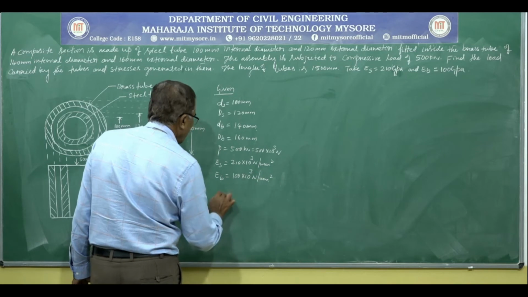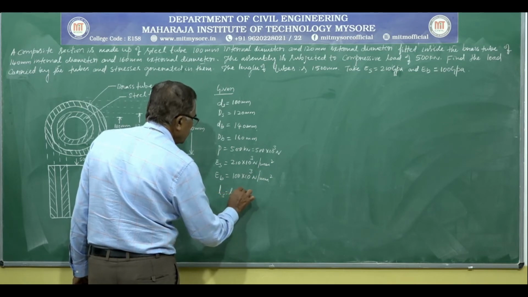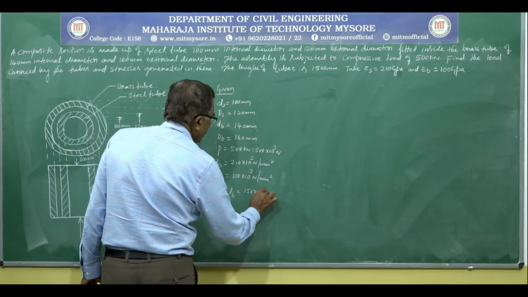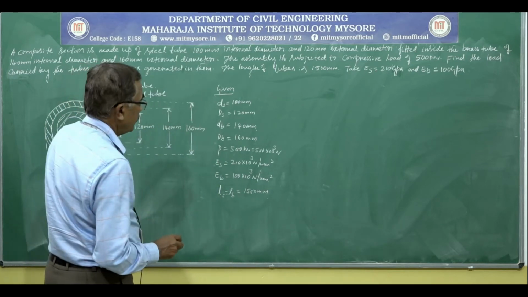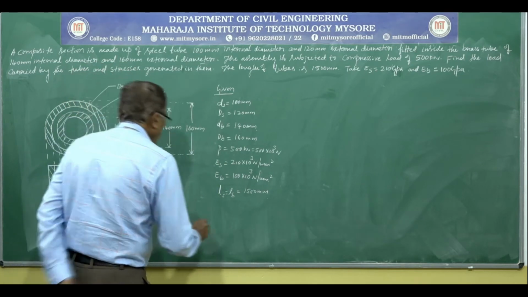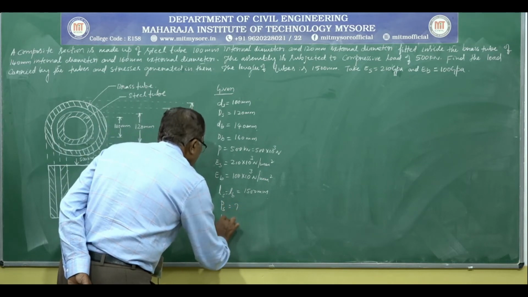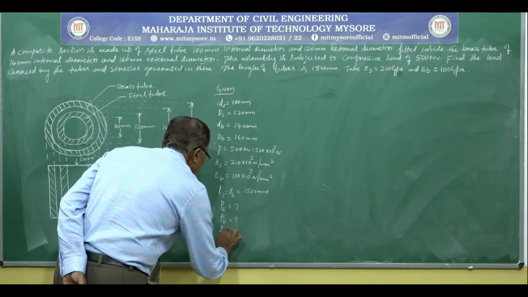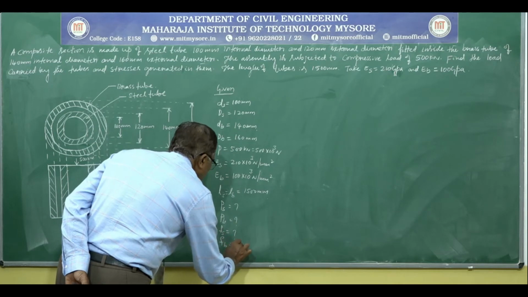Of course, given length Ls is equal to Lb, that is equal to 1500 millimeter. It is asked to find the load carried by the tubes. Ps is equal to question mark, Pb is equal to question mark, fs is equal to question mark, fb is equal to question mark.